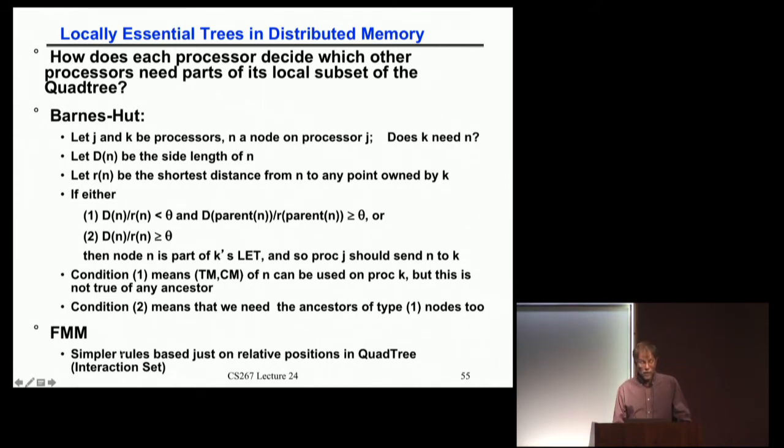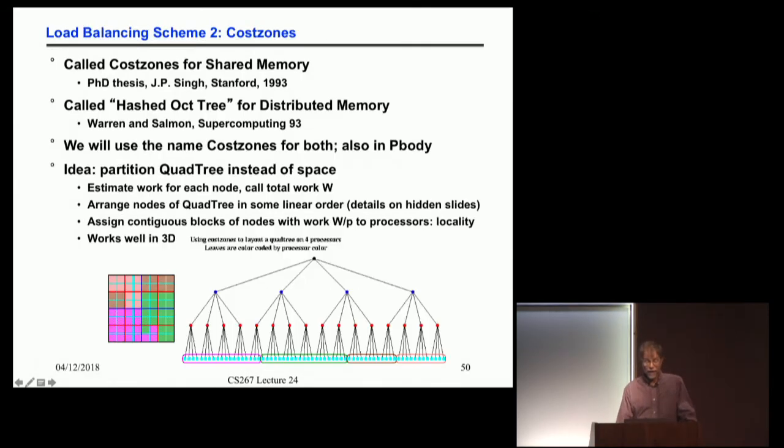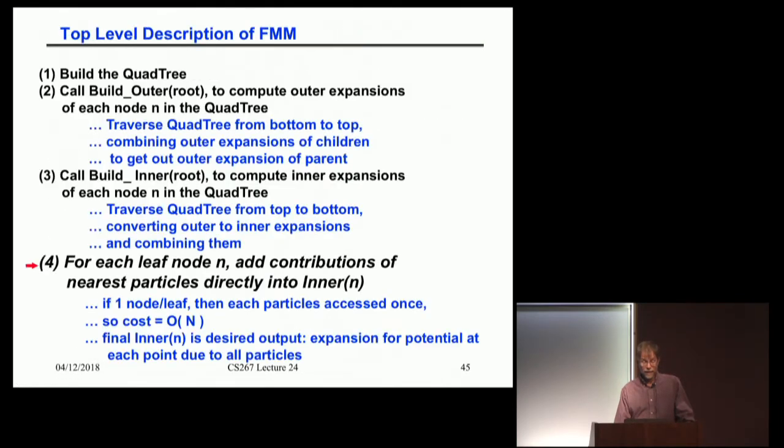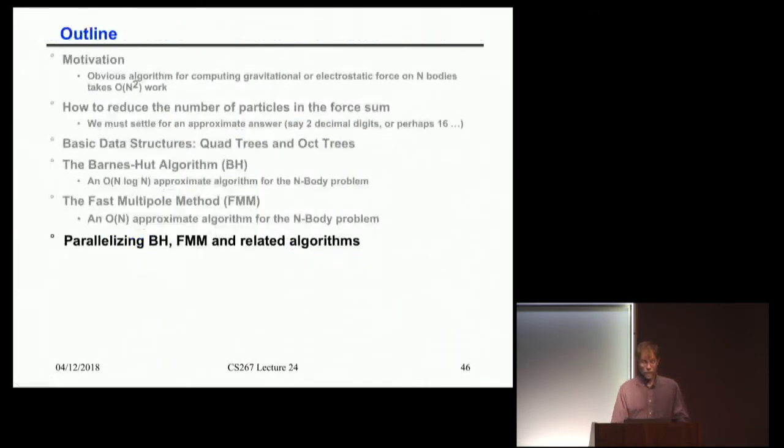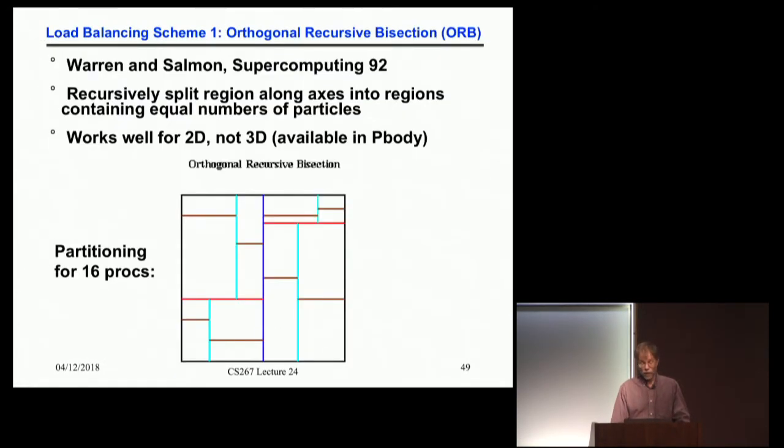And for the fast multipole method, it's much simpler. It was just the interaction set. So that was those pictures here. So let me go back to this. So here is exactly what you need to send. If you're in the interaction set of N, you need to send yourself to N. And that's what N needs. So that's simple tree traversal. Well, not simple, but it works.